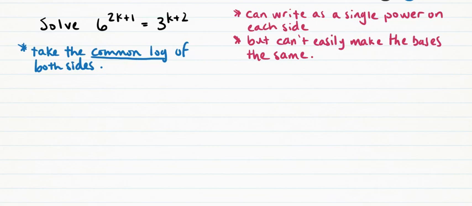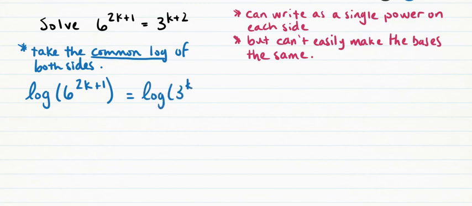When we use a common logarithm, we don't necessarily have to write that base 10 in there, but you can if you wish. So if I take the logarithm of the left-hand side, I get the log of 6 to the 2k plus 1. And if I take the log of the right-hand side, I get log of 3 to the k plus 2.